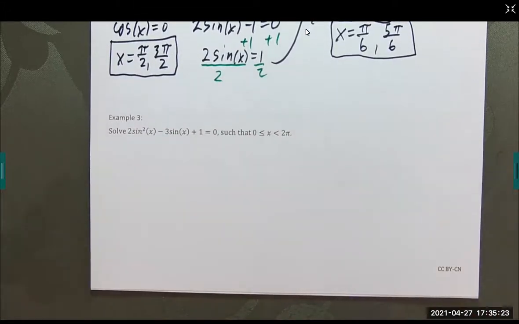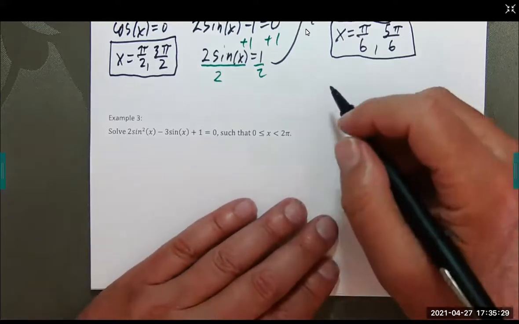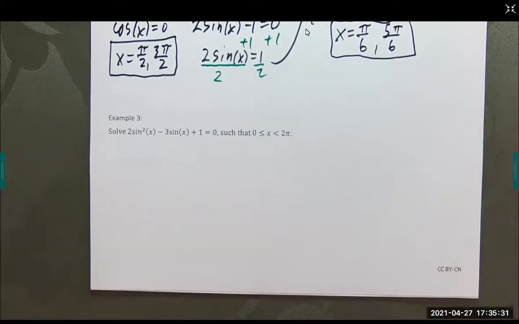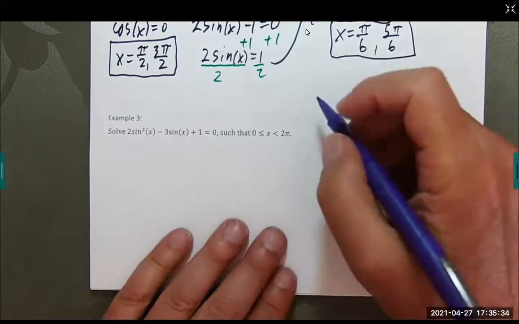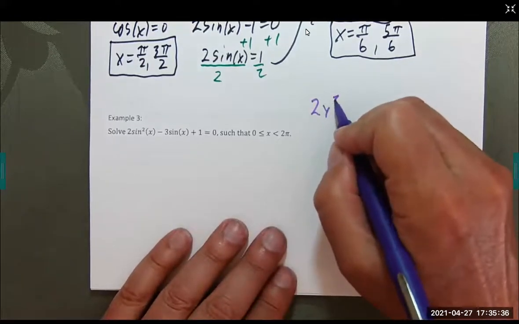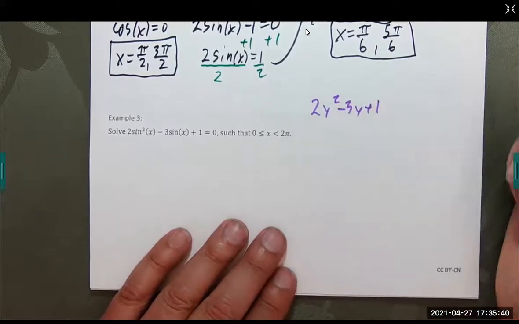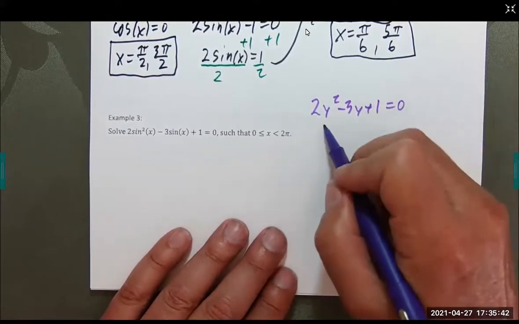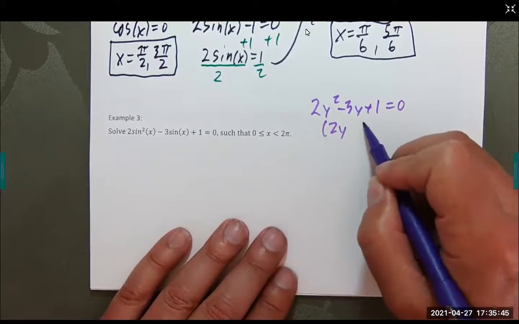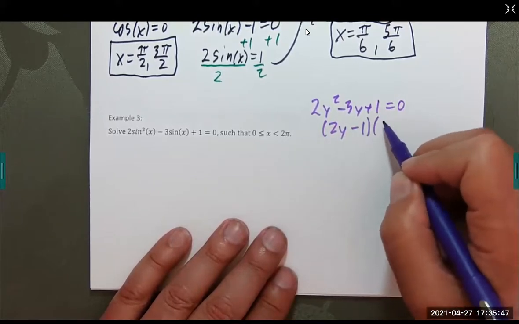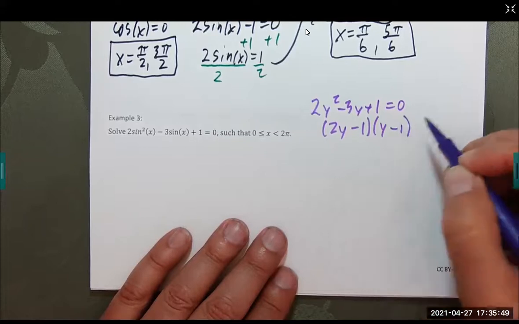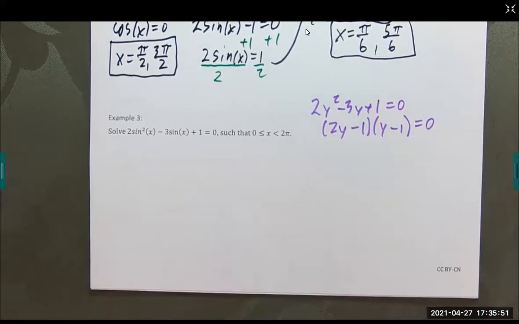Example 3. Here we have sort of a quadratic-like equation. I have 2 something squared minus 3 of that same something plus 1 equals 0. I'm going to compare this to if I had 2y squared minus 3y plus 1 equals 0. And then I'm going to factor that. 2y, y. I'm going to do exactly the same thing with this here, but instead of y, I'm going to use sine.